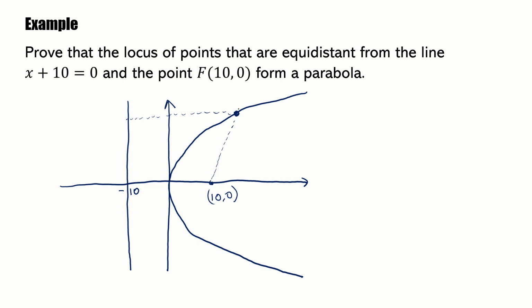So in order to do this proof, we're going to define every point on the parabola as just the generic coordinates (x, y), and then we're going to effectively find what the restrictions are on these coordinates (x, y) in order to meet these requirements given to us.